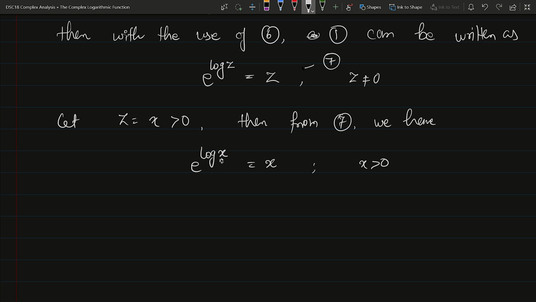So now this particular discussion suggests to us that this log z is nothing but the complex logarithmic function. Okay.